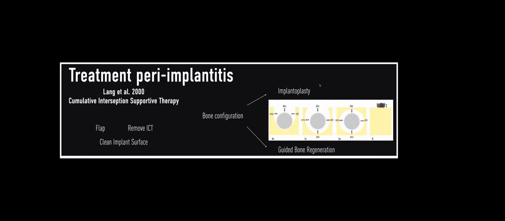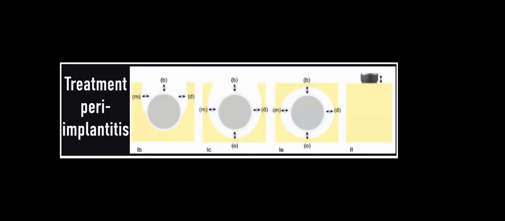Or we do guided bone regeneration if we have a 3 or 4 wall defect, but that's not always the case, of course. So if you have a vertical defect, I think it's better to do an implantoplasty.